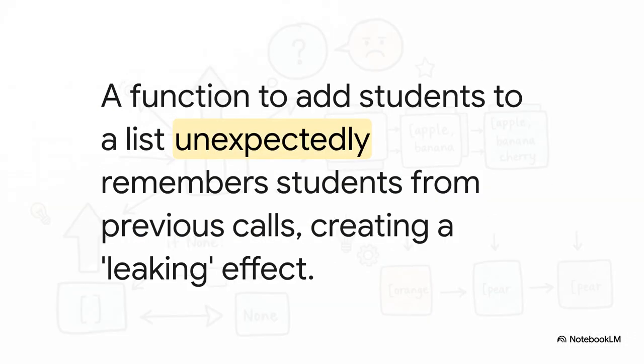Here's the code causing all the trouble. We've got this simple function, addStudent. It's supposed to take a name and add it to a list. The first time we call it with Alex, everything looks fine. We get exactly what we'd expect, a list with just Alex. But then, look at that second call. We pass in Alice, and instead of getting a new list with just her name, we get a list with both Alex and Alice. What is going on?